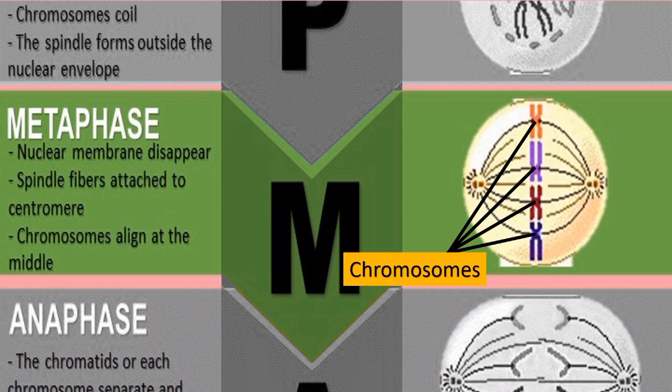What about the position of chromosomes? What can you observe? Alright, the chromosomes are located at the middle. That's why M for metaphase, M for middle, because chromosomes align at the middle.